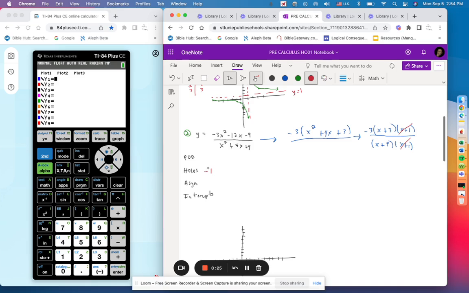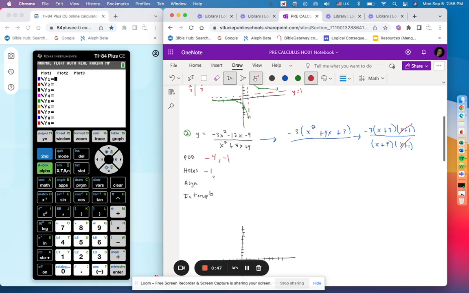Where it's undefined is going to be the original, my POD or points of discontinuity, which happens to be -4 and -1. The points of discontinuity is where the original function's denominator would be equal to 0, because it makes the whole function undefined.